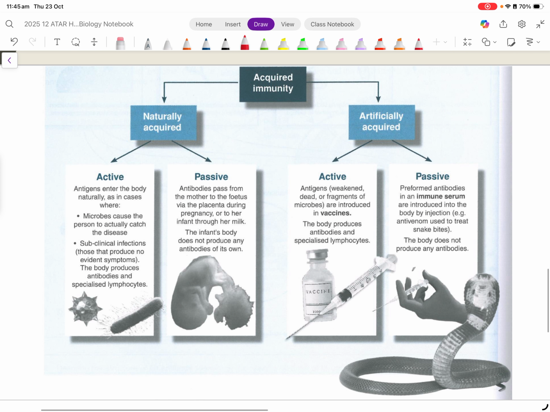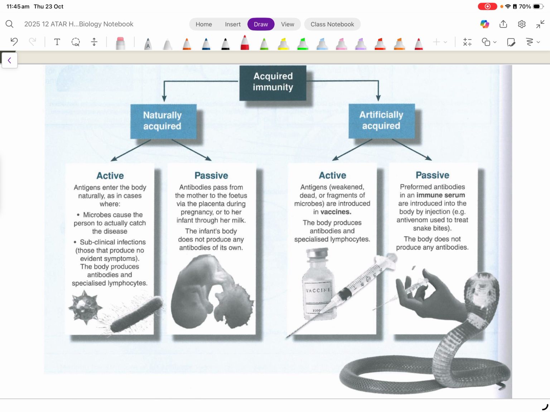So this is another representation of this information that we've just spoken about. So when we're having a look here, as you can see, in the case of naturally acquired immunity, in the case of active natural immunity, this is where microbes introduce themselves into the body naturally, so where someone naturally gets sick, and then we have to produce our own antibodies. So antigens enter the body naturally, and this means that the body has to produce its own immune response.